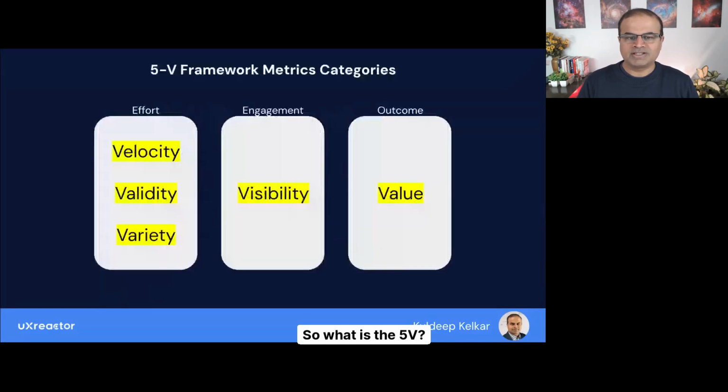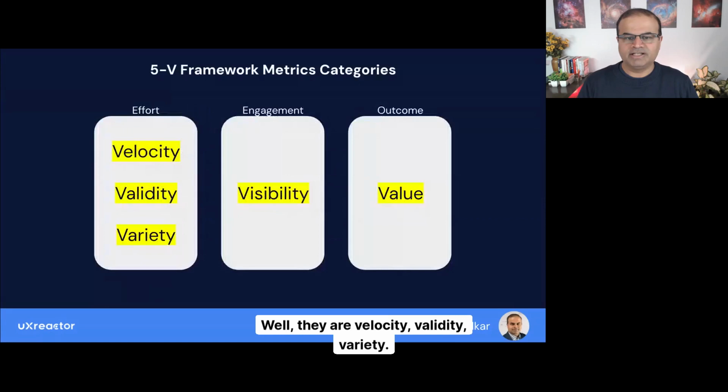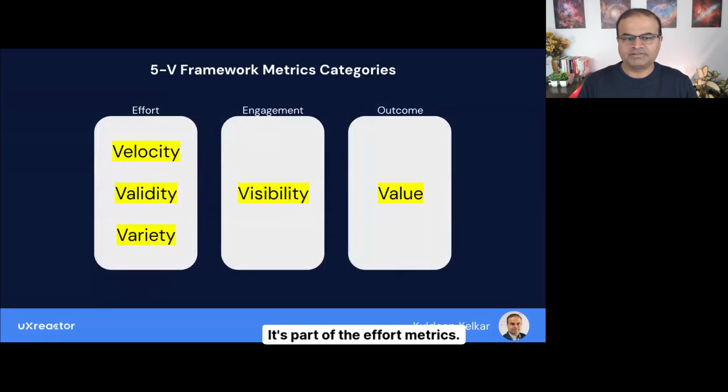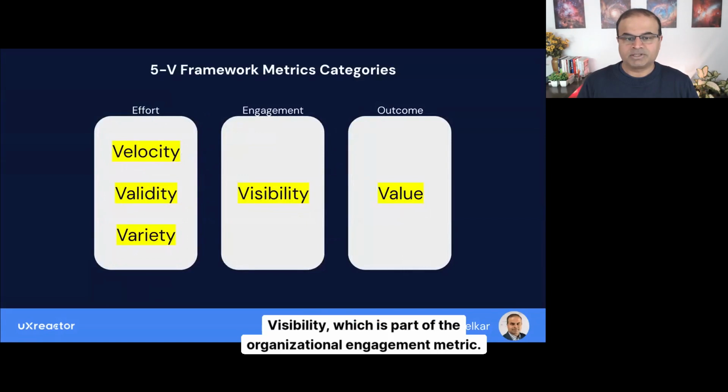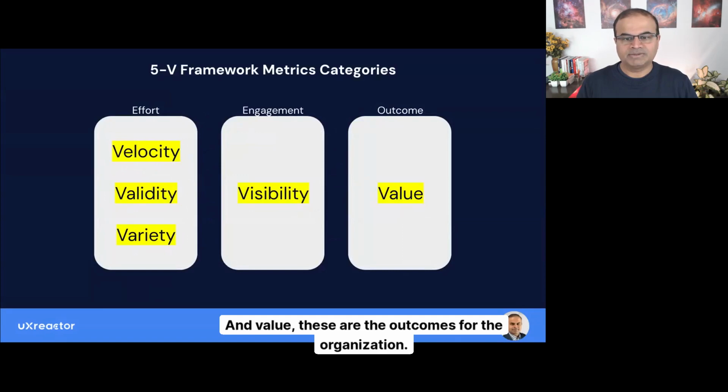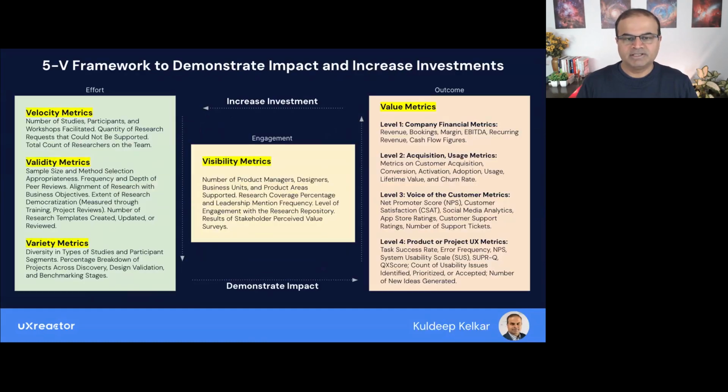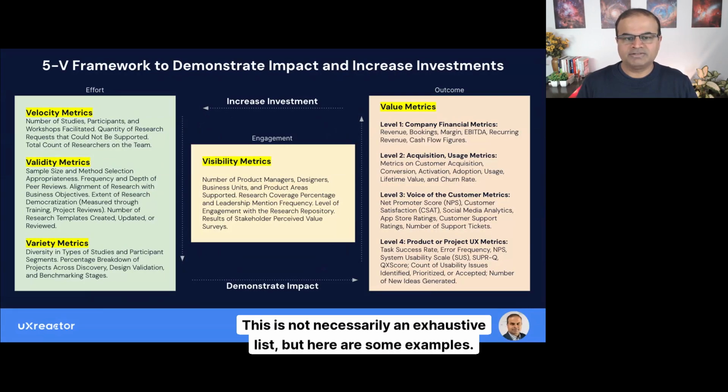So, what is the 5V? What are those 5Vs? Well, they are velocity, validity, variety as part of the effort metrics, visibility, which is part of the organizational engagement metric, and value. These are the outcomes for the organization. Now let's take a look at some of the examples for these 5Vs. This is not necessarily an exhaustive list, but here are some examples.